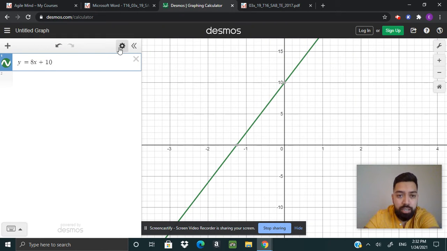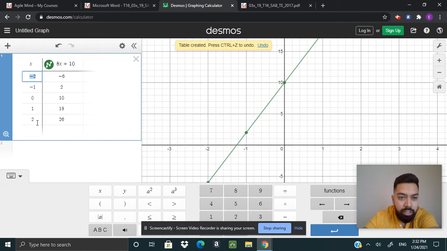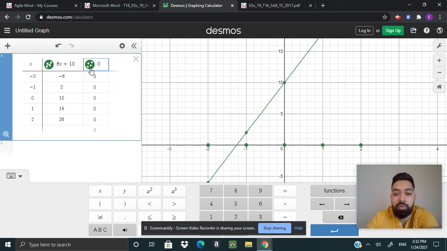Now I'm gonna go to that settings and convert to a table. There it is. Now if you remember correctly, we want this to equal 0. So up here in the headers, you wanna go over one more column and type in 0 right there. And now we're gonna do the same process that we did before. We're gonna look to see where these guys match each other.